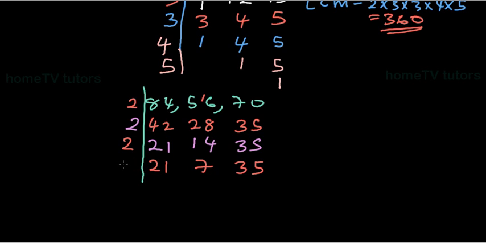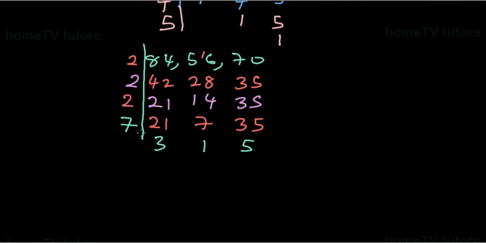So we move on. Can any other number go? 3 can go, but 7 also can go. So let's try 7, because 7 would divide 21, which gives us 3. Then 7 in 7 is 1. Then 7 in 35 will give us 5. So 7 is the most appropriate number. You can use 3. It doesn't matter. You're still going to arrive at the same answer. Now we go for 3. 3 in 3, 1. Then 3 cannot go in 5, so you just bring down 5. So finally you use 5.